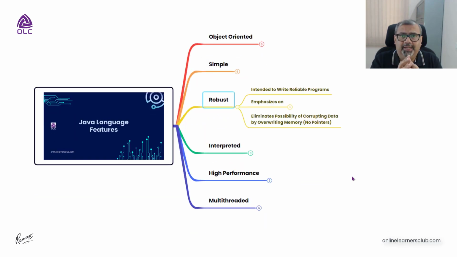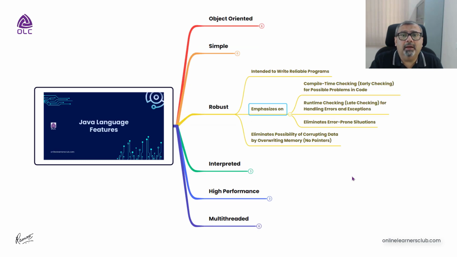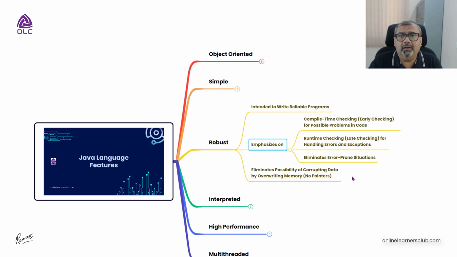Coming to robustness, yes, Java is really a robust language which can be used for writing reliable programs, and it also has compile time checking and runtime checking. Just like any other compiled language, it does early checking and tries to unearth whatever potential problems could be there in the code. Scripting is not like that. Scripting languages do not go through any compiler and get executed right away with an interpreter, and there is a possibility of missing some elements and you identify them only at runtime.